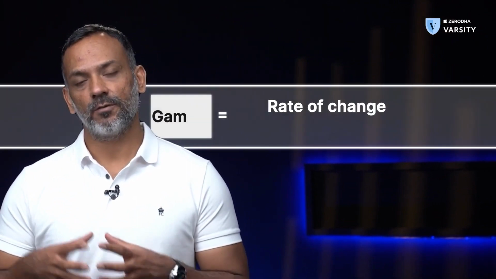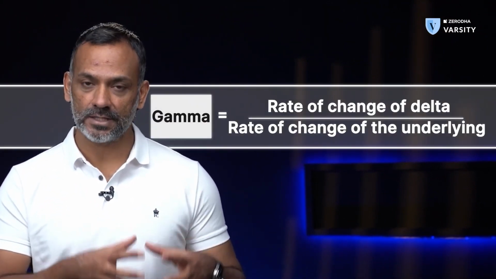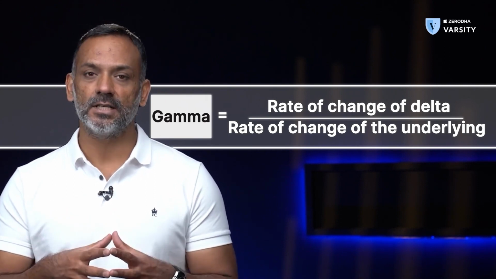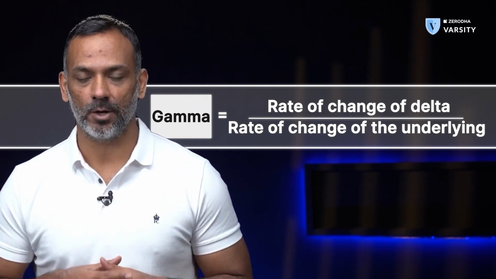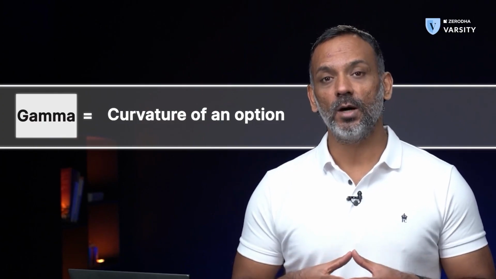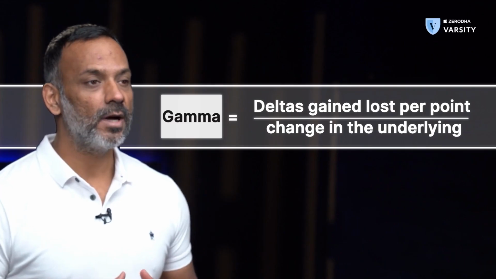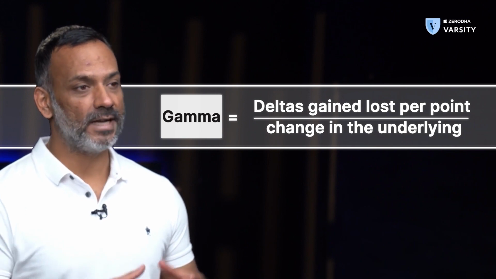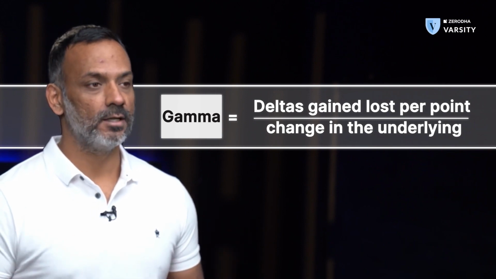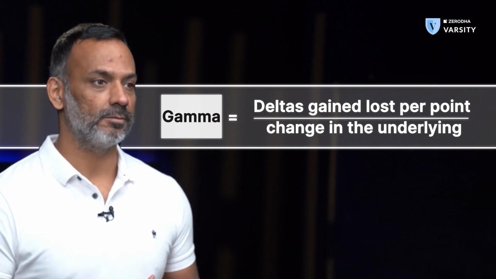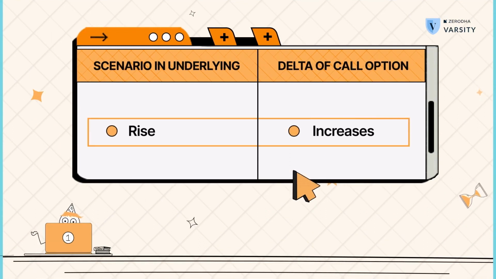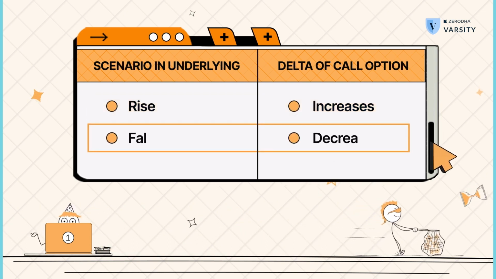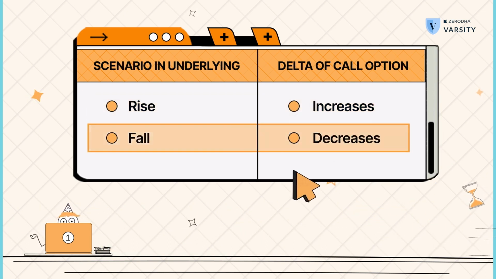Like I mentioned earlier, the rate of change of delta with respect to the rate of change of the underlying is captured by something called the gamma of an option. Gamma is also called the curvature of an option. Gamma is usually expressed in terms of deltas gained or lost per point change in the underlying. Gamma is usually a very small number. This should be intuitive. Delta increases by the amount of gamma when the underlying rises and falls by the amount of gamma when the underlying falls.